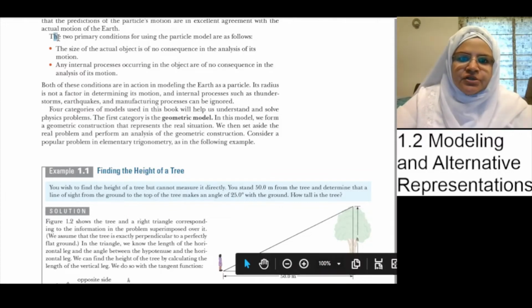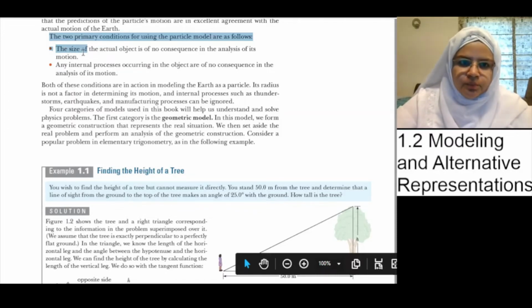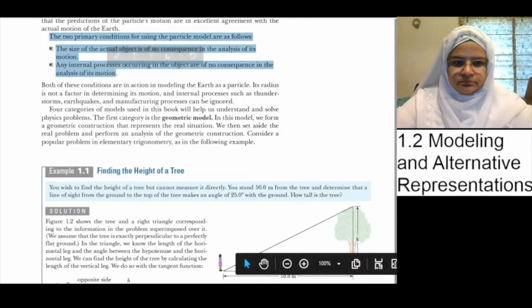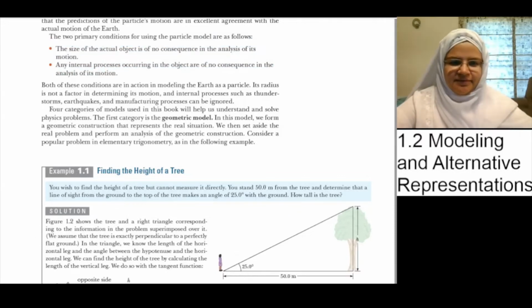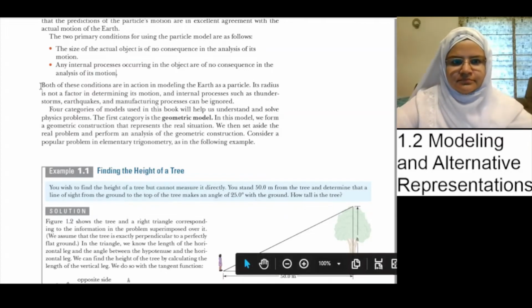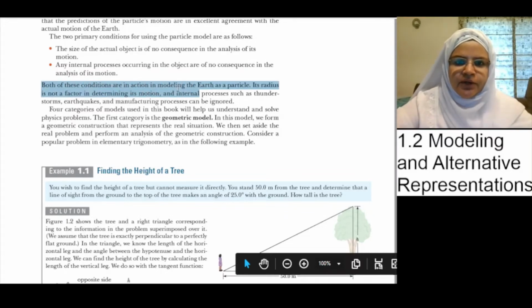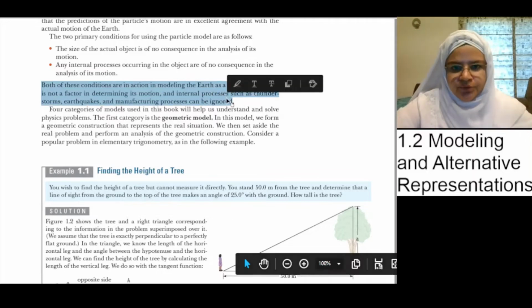The two primary conditions for using the particle model are as follows. Number one, the size of the actual object is of no consequence in the analysis of its motion. Number two, any internal processes occurring in the object are of no consequence in the analysis of its motion. Both of these conditions are in action in modeling the Earth as a particle. Its radius is not a factor in determining its motion, and the internal processes such as thunderstorms, earthquakes, and manufacturing processes can be ignored.